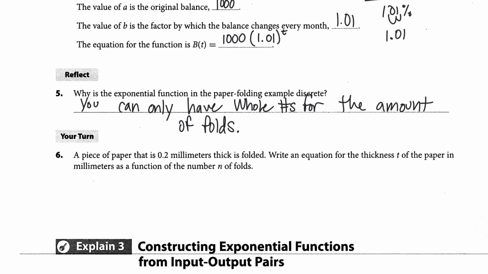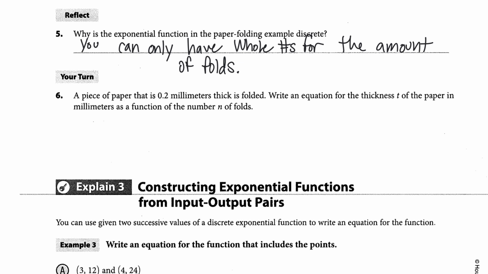A piece of paper that is 0.2 millimeters thick is folded. Write an equation for the thickness T of the paper in millimeters as a function of the number of folds n. It started out at 0.2. It doubles in thickness each time. And you need the exponent.